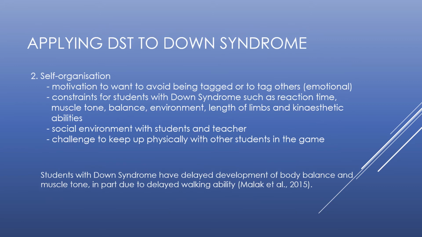When looking at the self-organization area of the model, there are many physical, emotional, and environmental factors at play. There are a range of subsystems which place constraints on students with Down syndrome. For example, emotionally, the students with Down syndrome need to have the motivation to want to avoid being tagged or to tag others. It is also a social environment with other students and the teacher, which impacts on the emotions and motivation of the student.